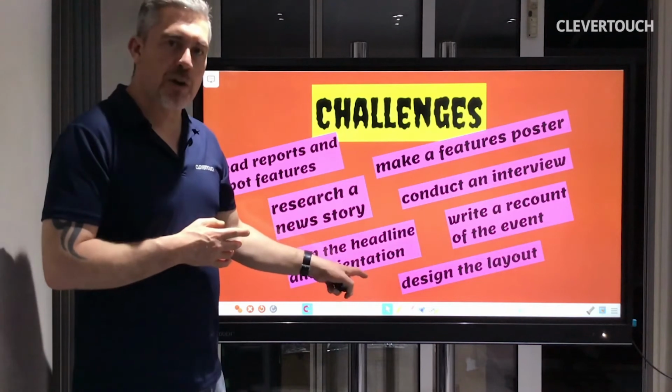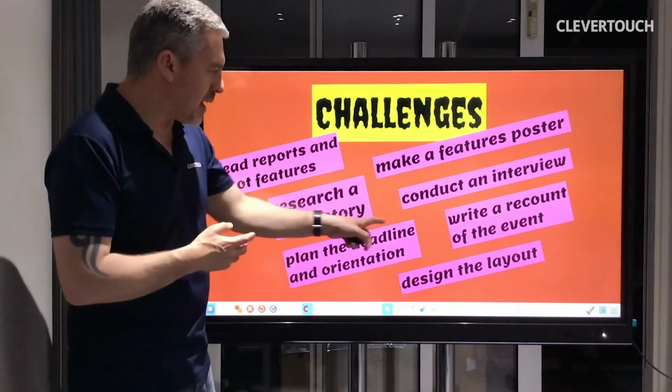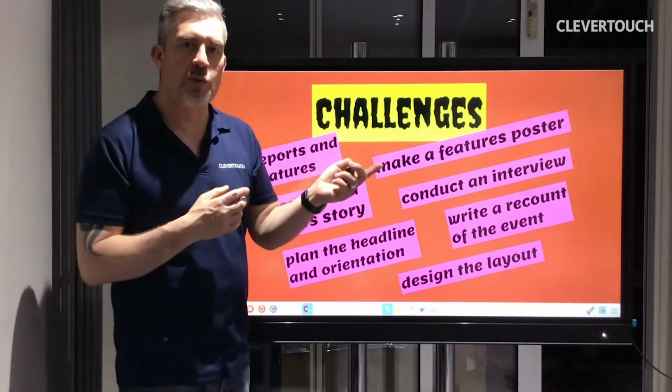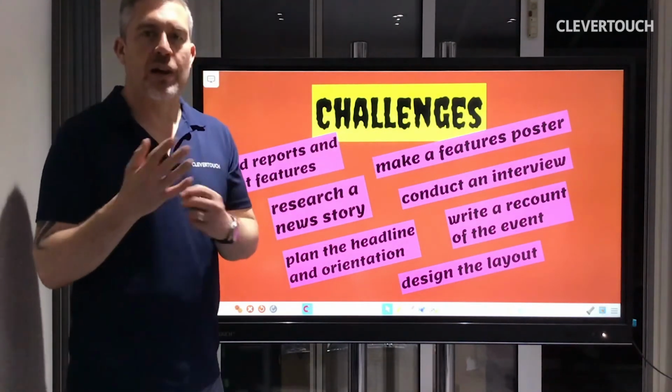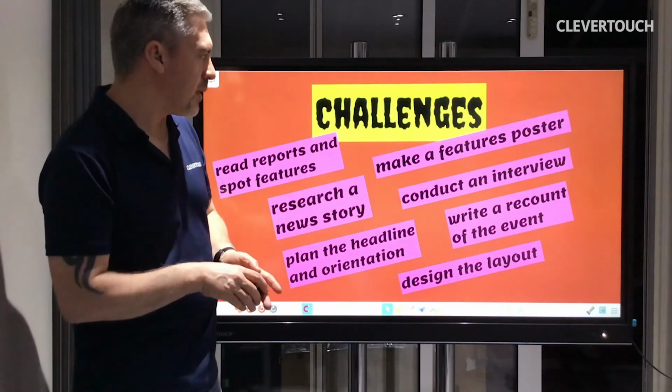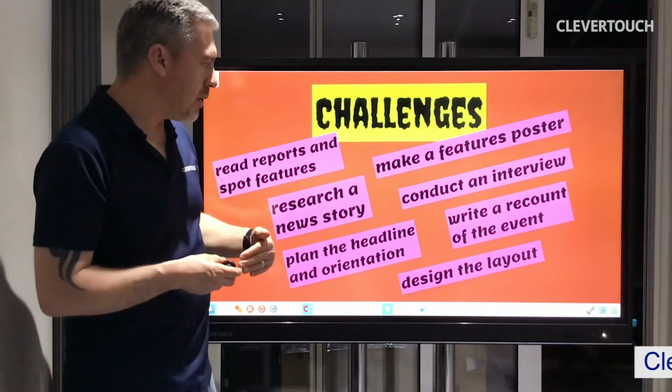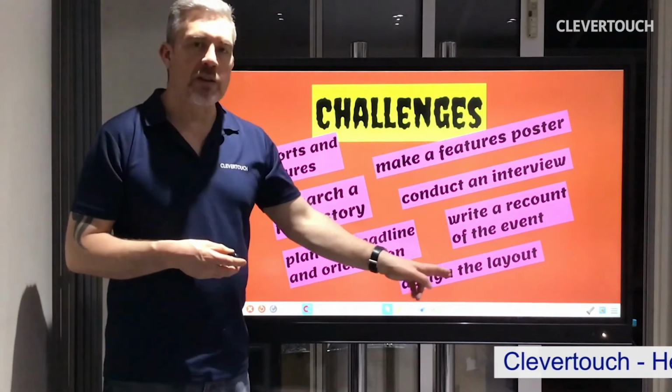Do the orientation first, and then think, what kind of clever headline can you come up with that will kind of link to that? One of the activities I'll show you in a bit has some ideas on kind of clever wordplay with headlines. Then have a go at writing a recount of the event, tell the story in order. And finally, when you've written it, design the layout.